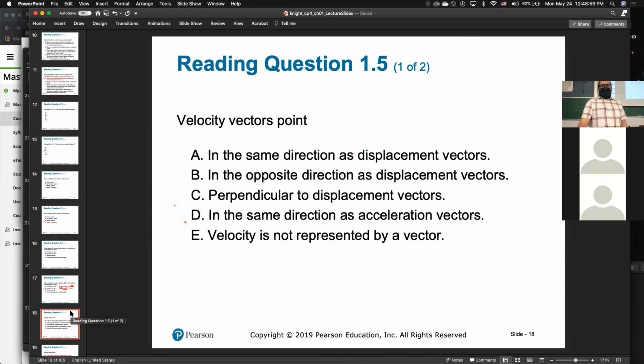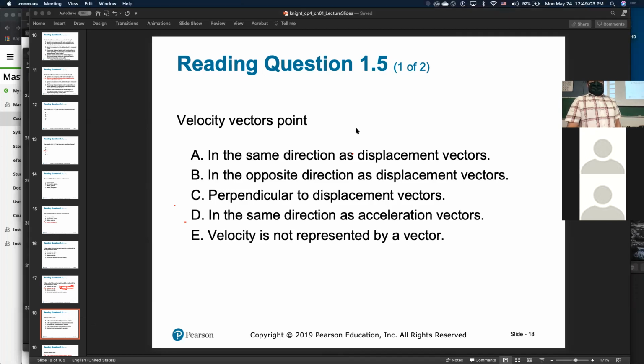Let me draw a picture. Initially, this is my displacement vector. There's my displacement vector, and this is my battery. Oh, that's a terrible battery.